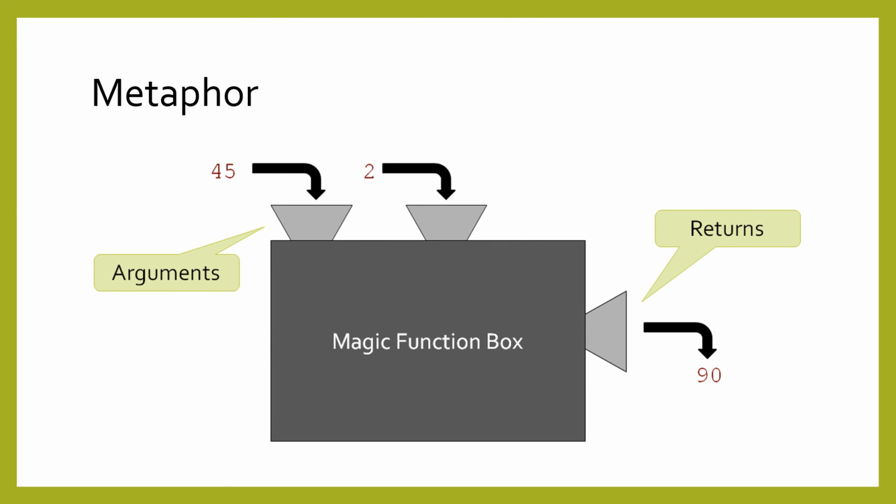Think of a function as a magic black box. You cannot see inside the box to know how it works, but you do not need to. Arguments are the knobs and dials on the outside of the box that let you control its workings. Returned values are like a slot that dispenses the results of the function.